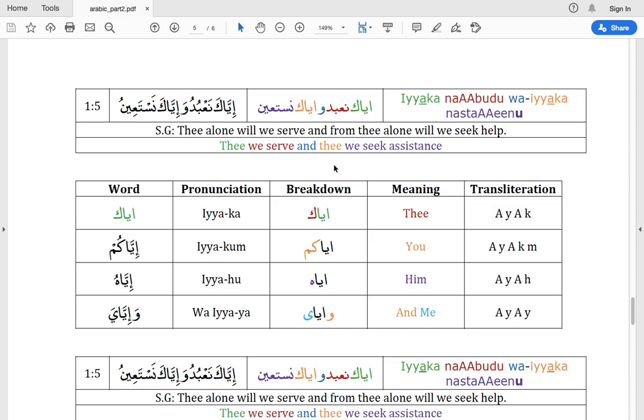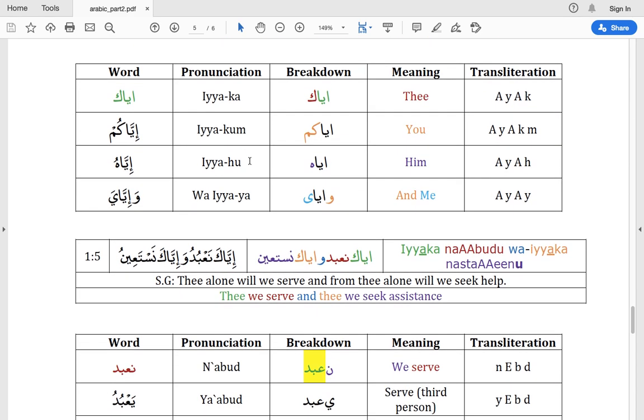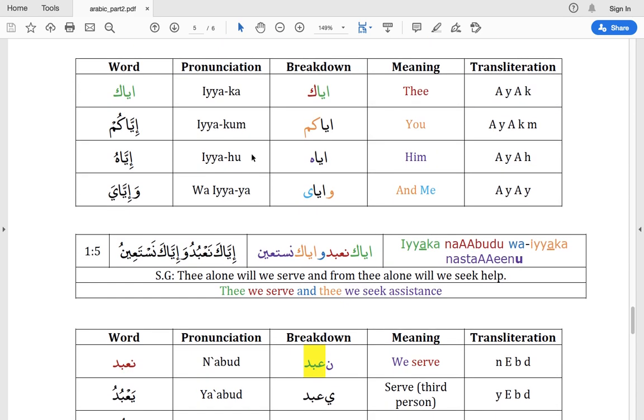Okay, we're in verse 5 now. Iyaka na'budu wa iyaka nasta'in. Brother Gans translates this as thee alone will we serve, and from thee alone will we seek help. And the literal translation is available here as well. Let's get down to the separate words here.